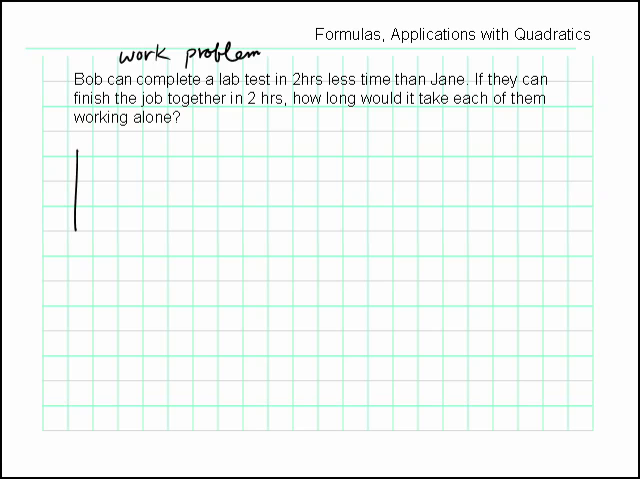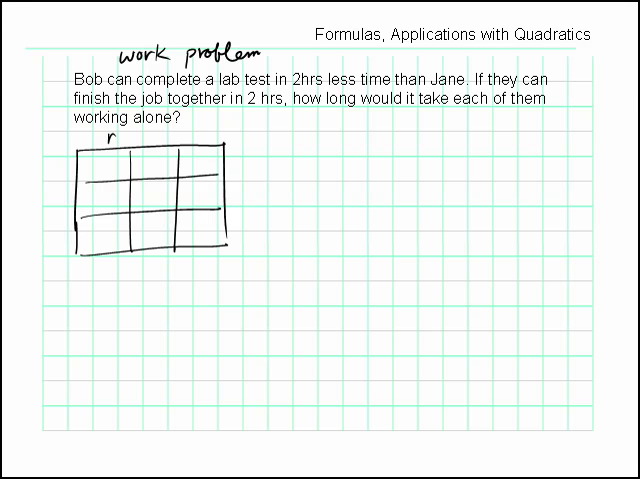The work problems can be solved with 9 boxes, or with the help of 9 boxes anyway. Rate, time, and then distance or work here. And on the side, we have Bob, Jane, and then both of them working together. Now, we want one job complete, and so all the amounts of work, or the distances, the way I think of them, are all ones right here. So we fill all those in as ones.